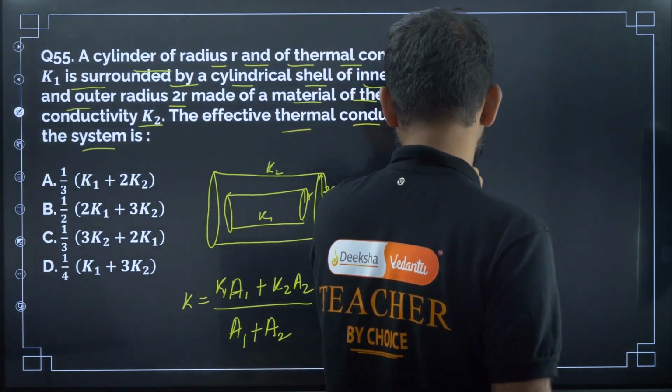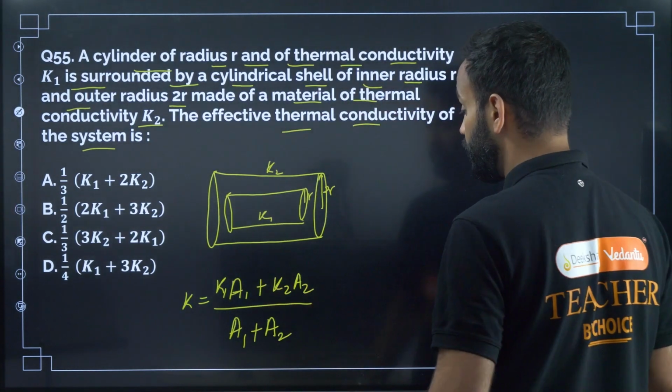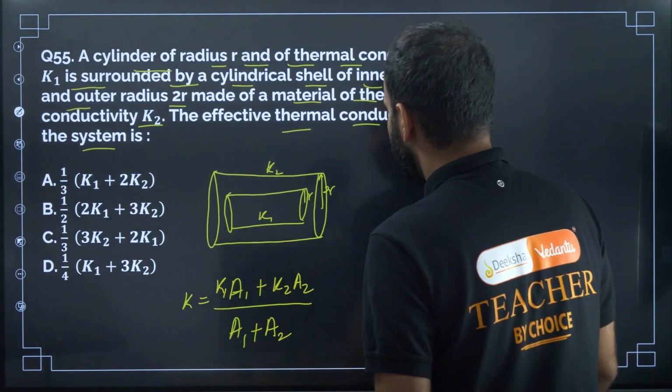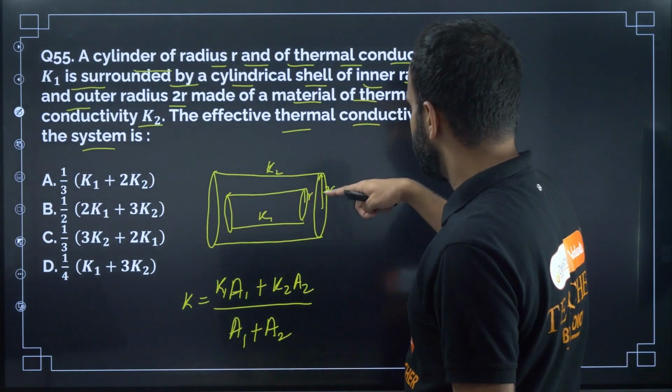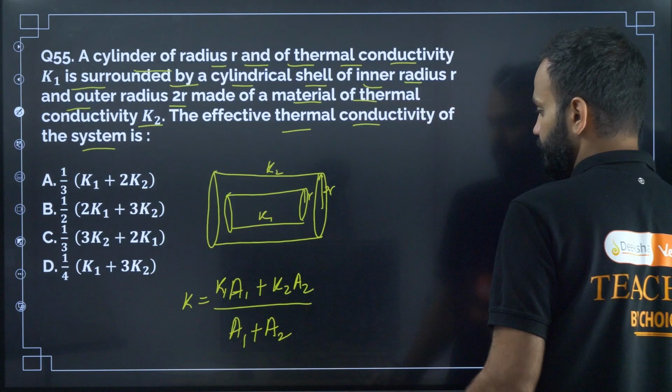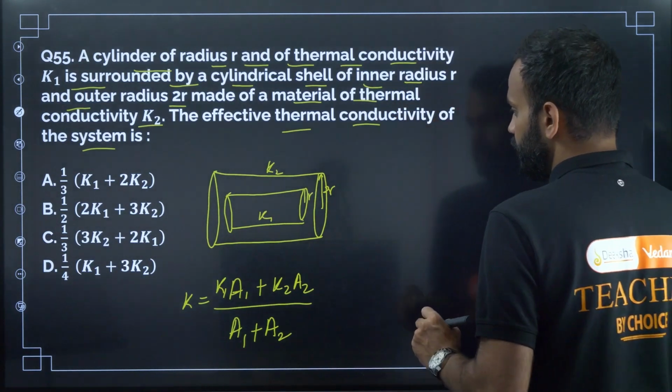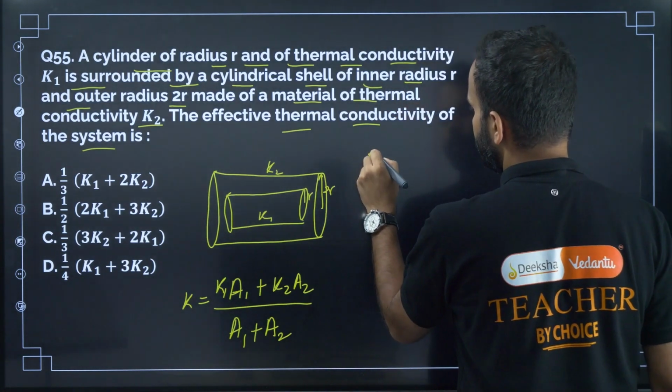K1 A1 divided by K2 A2. K1 A1 plus K2 A2 divided by A1 plus A2. A1 is the area of the smaller cylinder, A2 is the area of the bigger cylinder, right? So now let us find the area of the bigger cylinder.